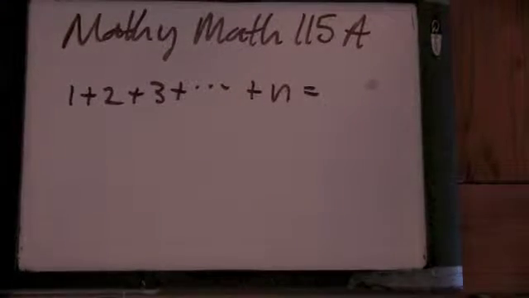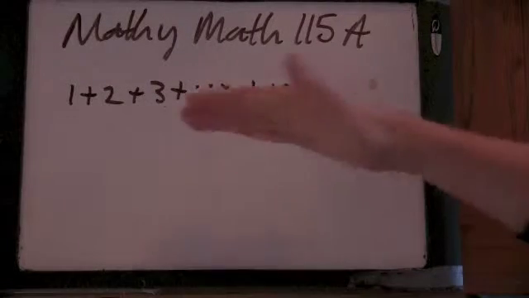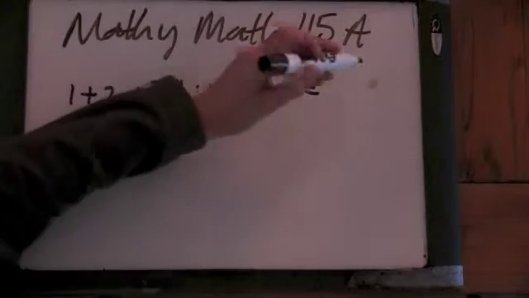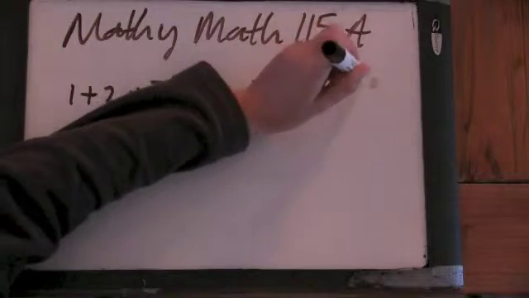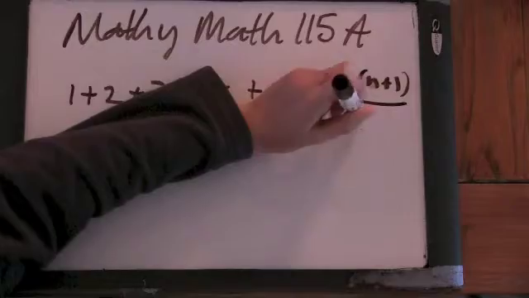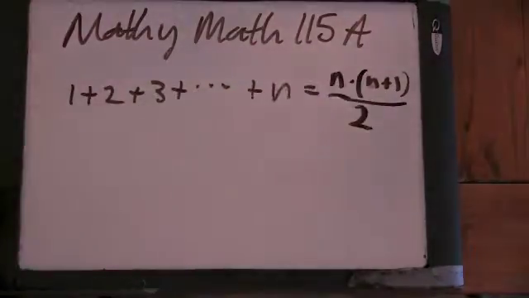Today we were looking at some of the review sections in Chapter 2 of Art of Problem Solving's algebra book, and it asked about this sum. Do you remember what this sum equaled? 1 plus 2 up to n? It was n times n plus 1, over 2.